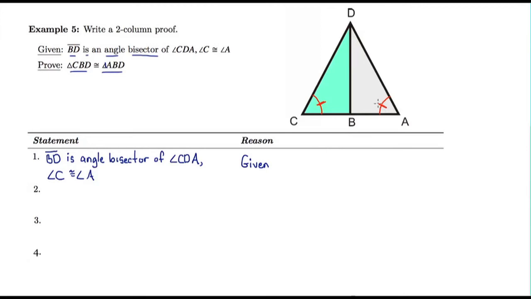So in the second step, we can say something about what this angle bisector gives us. It gives us angle CDB is congruent to angle ADB, because that's the definition of an angle bisector. So let's update the drawing. Angle CDB is congruent to angle ADB.